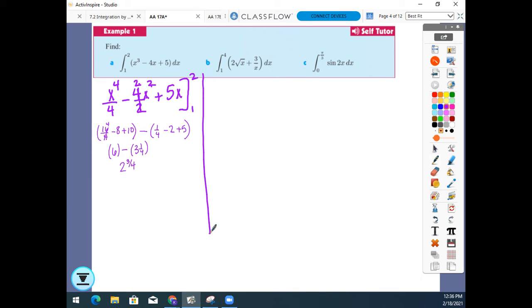Letter B. So remember, whenever you've got the radical, you want to think of that as 2x to the 1/2. So when we add 1, we get 3/2. When we divide by 3/2, we multiply by 2/3. Plus anything over x, this is 3 ln x from 1 to 4. So when it's a definite integral, we don't need the plus c. We're evaluating for the specific interval.